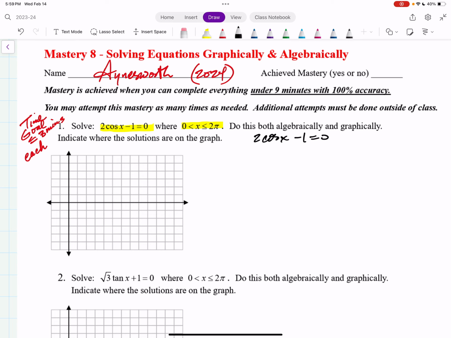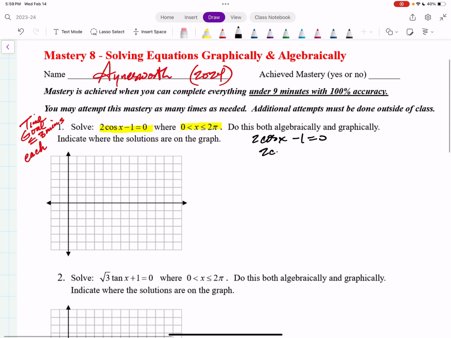We're going to isolate the function by adding 1. So 2 times cosine x is equal to 1. Divide both sides by 2. We get cosine x is equal to 1/2. Now, cosine is positive in quadrants 1 and 4. So we're looking for a quadrant 1 answer first. Okay, so we've got to be thinking, 30.